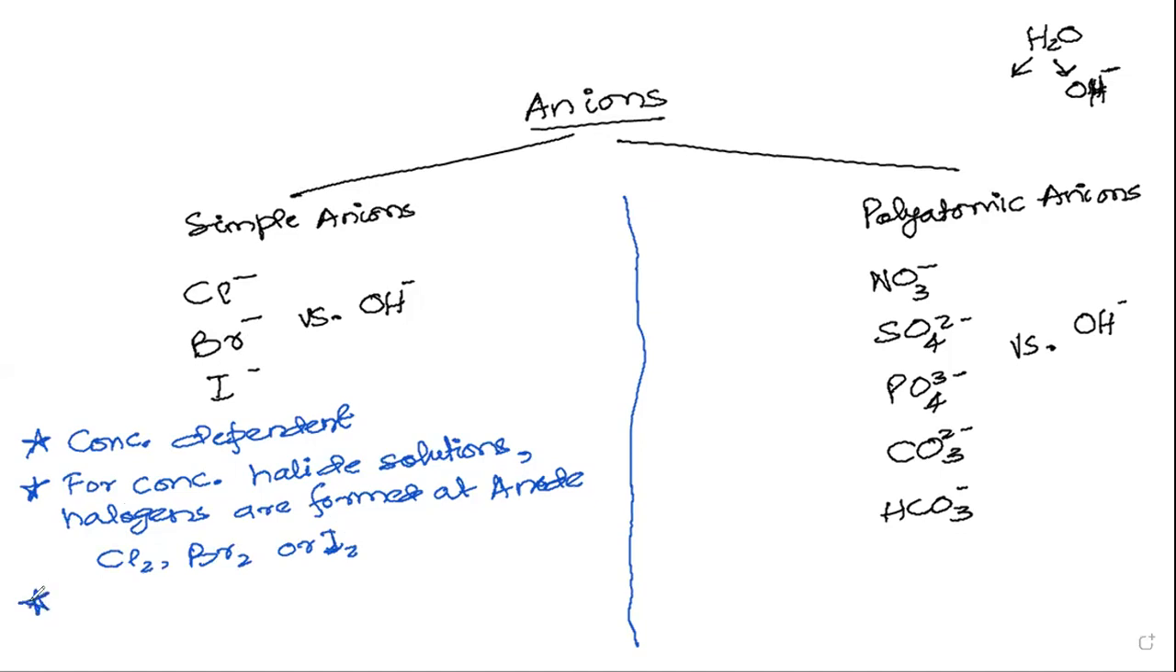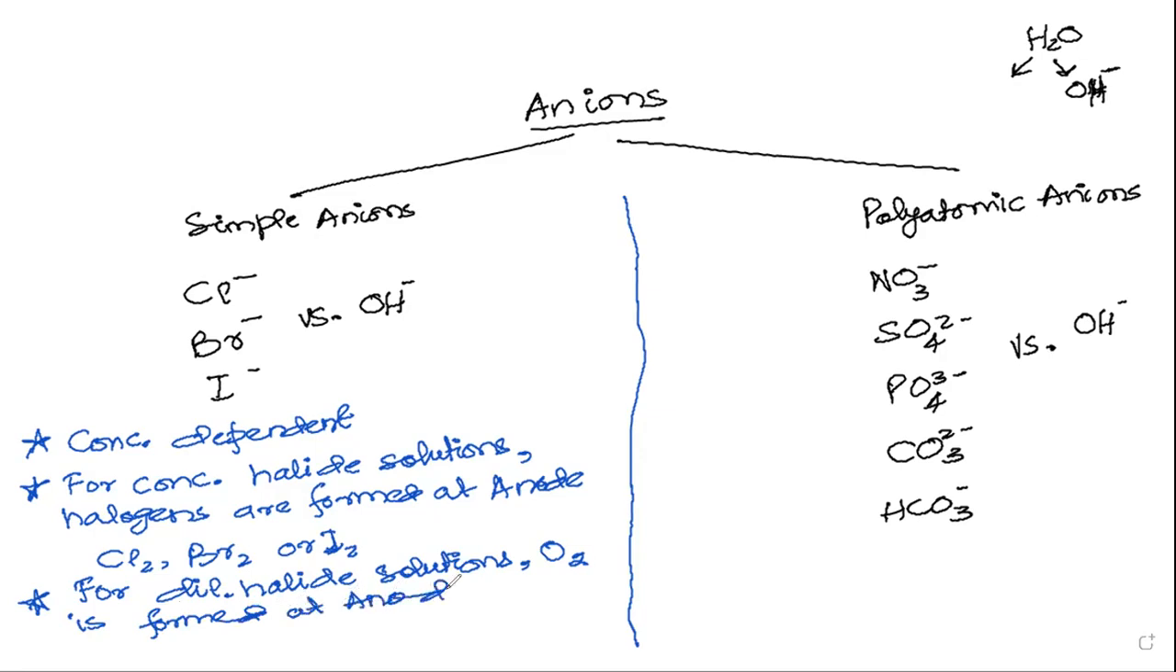For dilute solutions, for halides, oxygen in the form of O2 is formed at anode. And for the formation of oxygen, there is an equation for which the reasoning is never given at this level. We only ask our students to memorize the equation. The reasoning is not a requirement of O levels. It's actually beyond the requirements of it. We write the equation and we ask the students to memorize it.